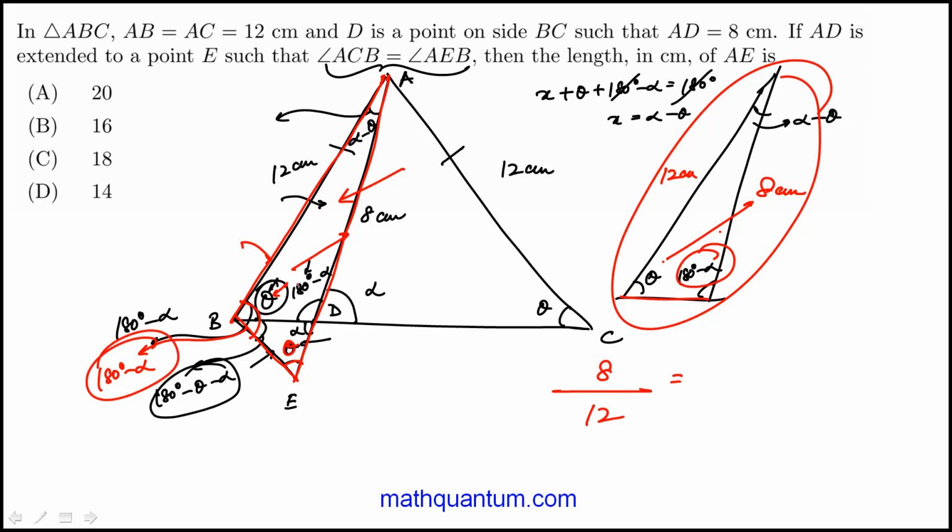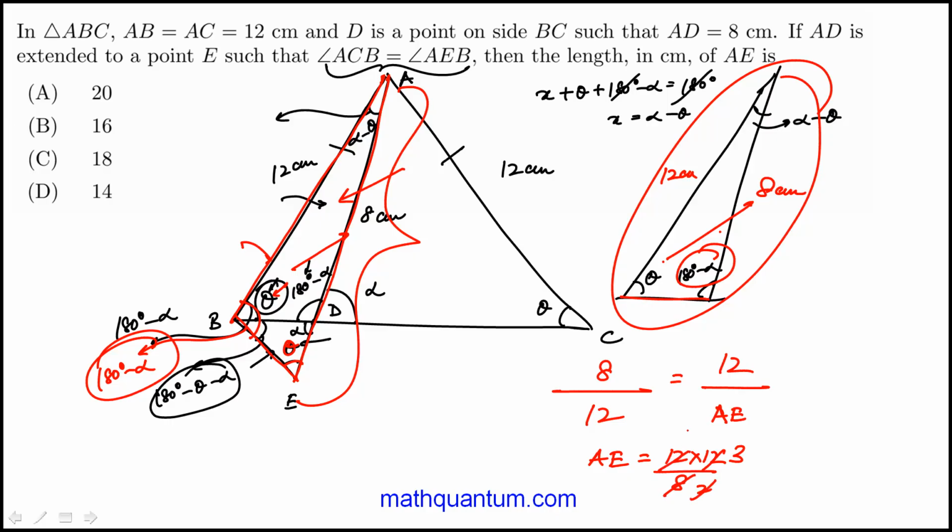So that opposite side is AE. So that would go in the denominator. And then here, opposite 180 minus alpha is 12. So that's the similarity relationship, which means AE is 12 times 12 over 8. And that gives me AE is 18. So that's answer choice C.